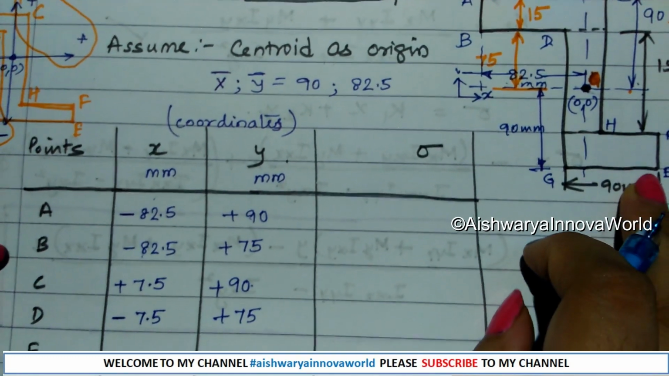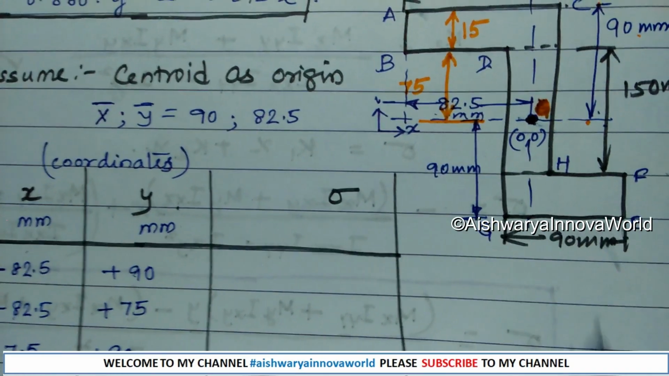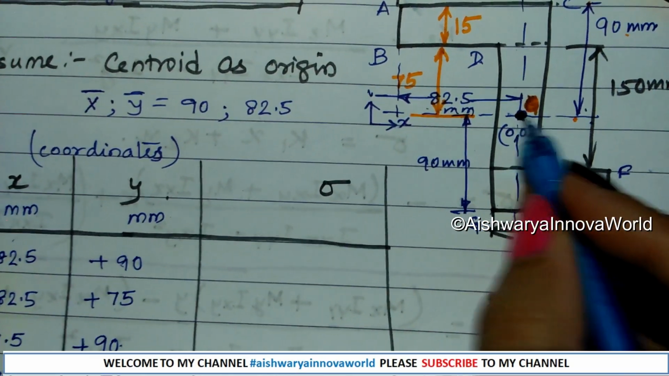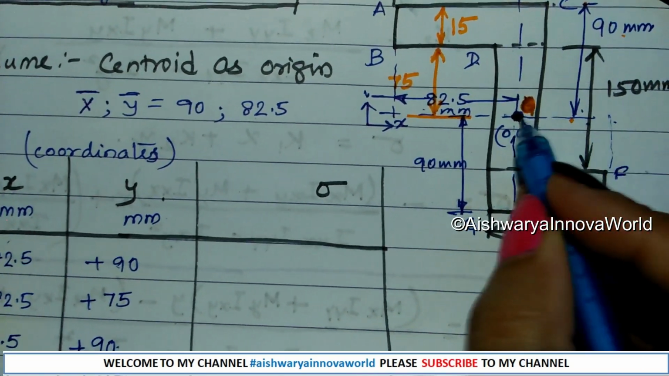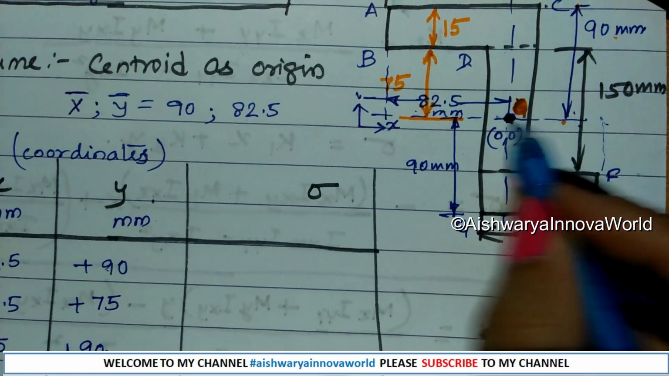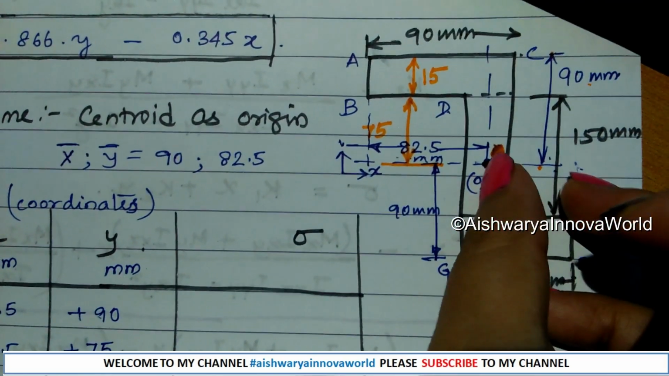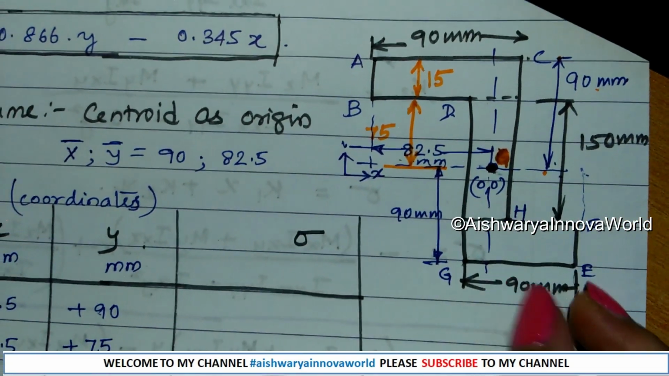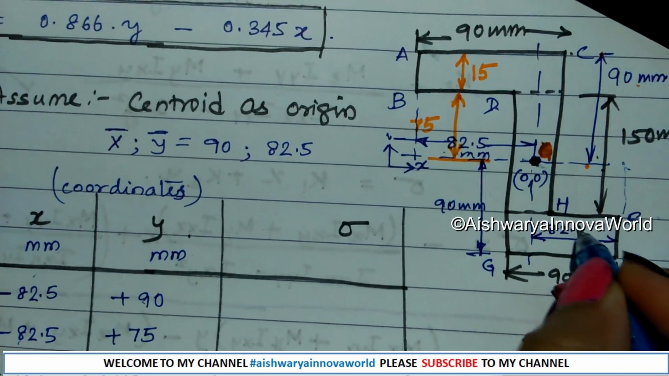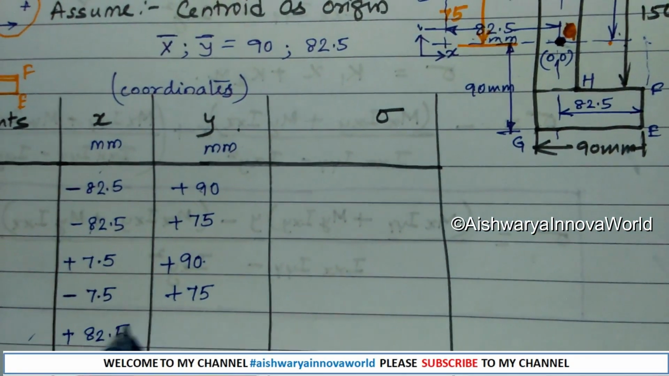Now see the point E. See the point E. Okay. See here. Now from this zone, what is the distance? X distance. It is on the right side. So we will get E as positive. How much distance? It is also from here to here. This distance will be 82.5. So we will write positive 82.5.